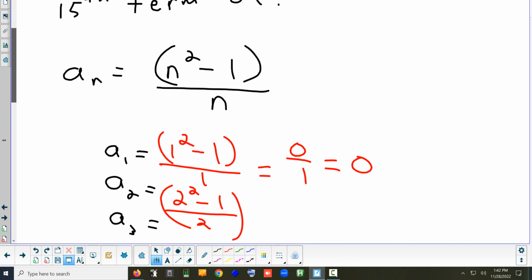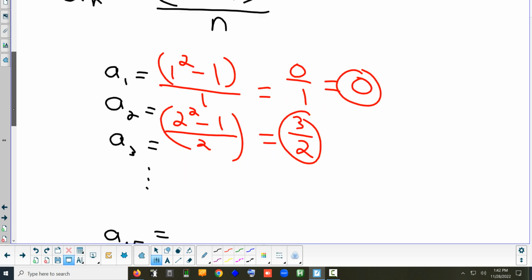So everywhere I had an n, I changed it to a 2. So 2 squared minus 1, that's in the top, divided by 2. And I heard you start to say, what does that come out to? 3. So 3 in the top and 2 in the bottom. So there's the second term. And let me just move a sub 3 down a little bit.